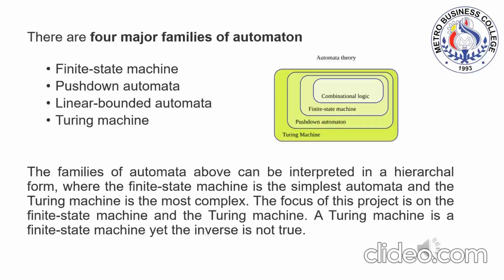There are four major families of automaton: finite state machine, push-down automata, linear bounded automata, and Turing machine. The families of automata above can be interpreted in a hierarchical form, where the finite state machine is the simplest automata and the Turing machine is the most complex. The focus of this project is on the finite state machine and the Turing machine. A Turing machine is a finite state machine, yet the inverse is not true.